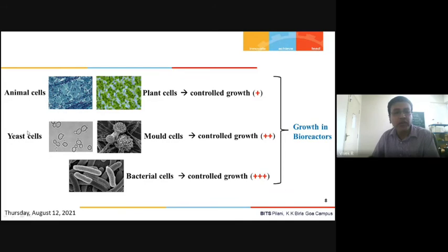And then if you move down to lower eukaryotic cells, such as yeast cells and mold cells, yeast cells grow as individual cells, they undergo budding, and mold cells form pellets. But the complexity with which they work is somewhat less as compared to higher eukaryotes, such as animal cells and plant cells, because they have somewhat simpler cellular machineries. So that means you can fine tune their growth the way we want, and fine tuning the conditions to get a product produced is somewhat easier. So I have given a double plus for this.